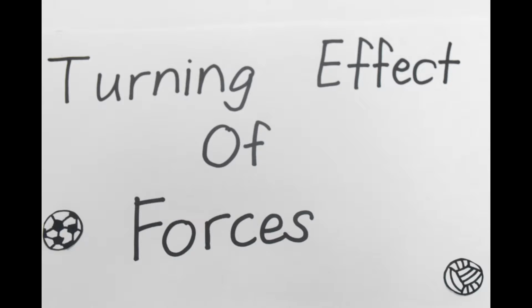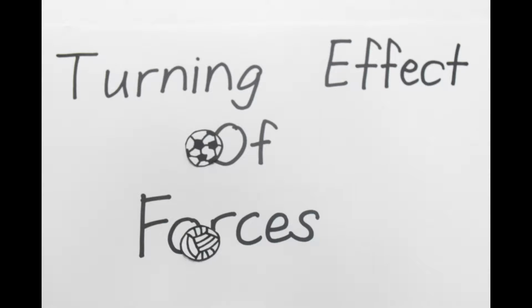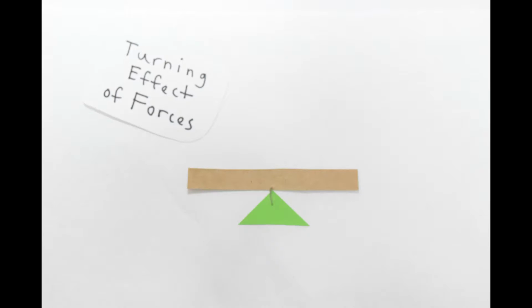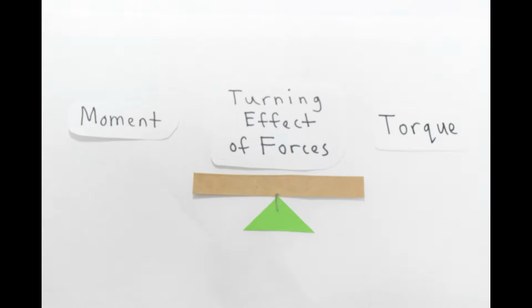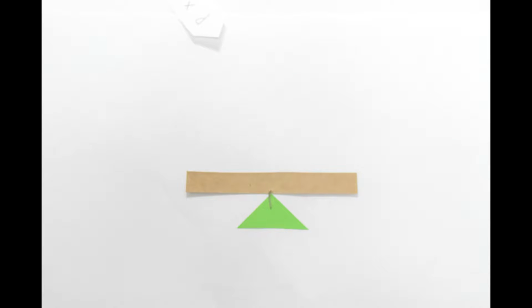Do you ever wonder why you'd fall over while you're riding a bicycle or a scooter? Well, that's because of the turning effect of forces. The turning effect of forces has two other names, torque and moments, all of which mean exactly the same thing. Moments are calculated by this formula, F times d.